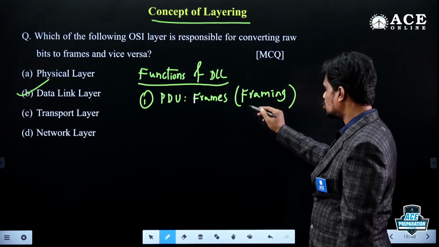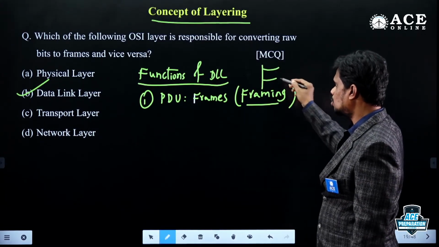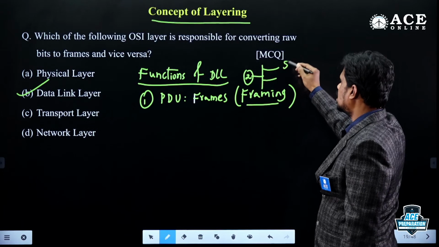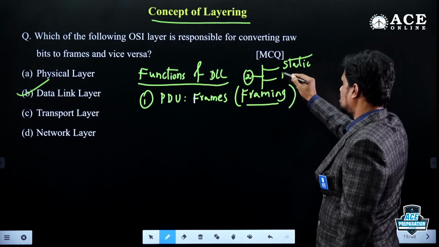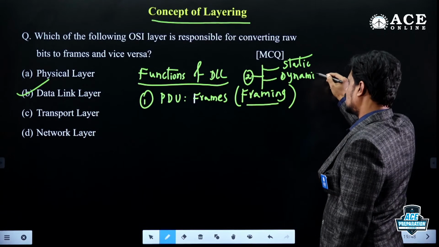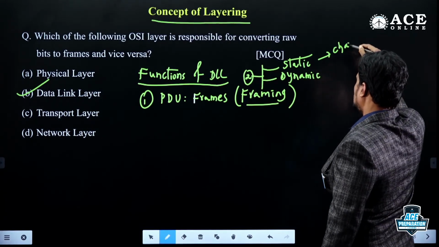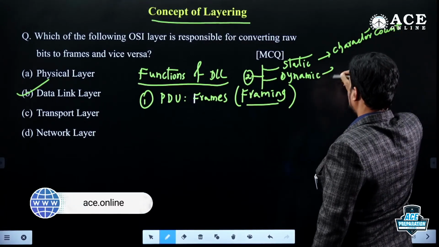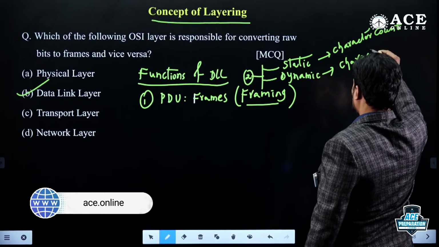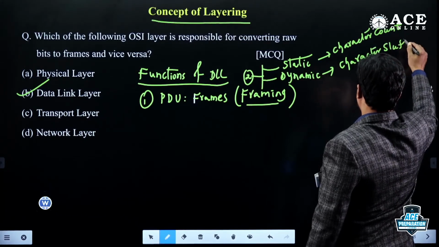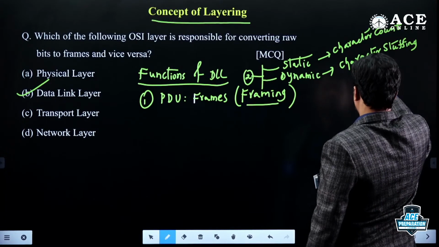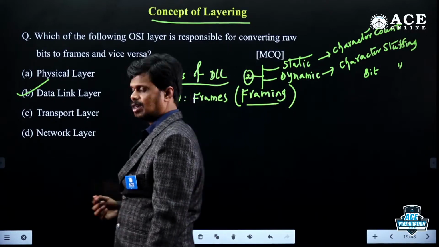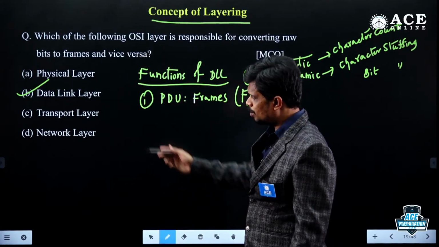To do this framing procedure, the data link layer has two techniques. What are the two classifications of framing? One is static framing, another is dynamic framing, right? For static framing, what example do we have? Character count. And for dynamic framing? Character stuffing and bit stuffing. Correct now? So these are all the framing techniques we use to convert raw bits, or numeric character stream, into frames. So option B is the answer.